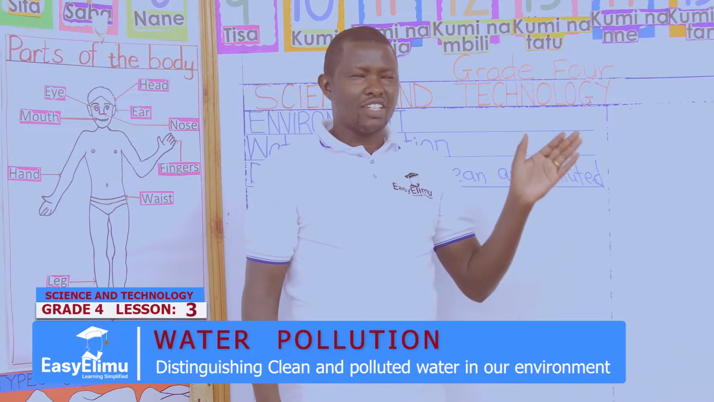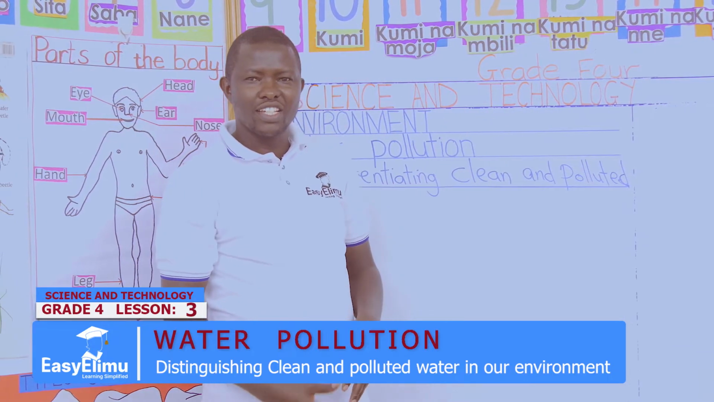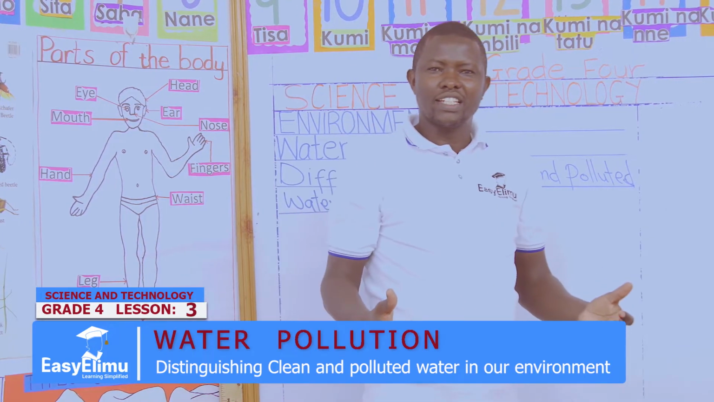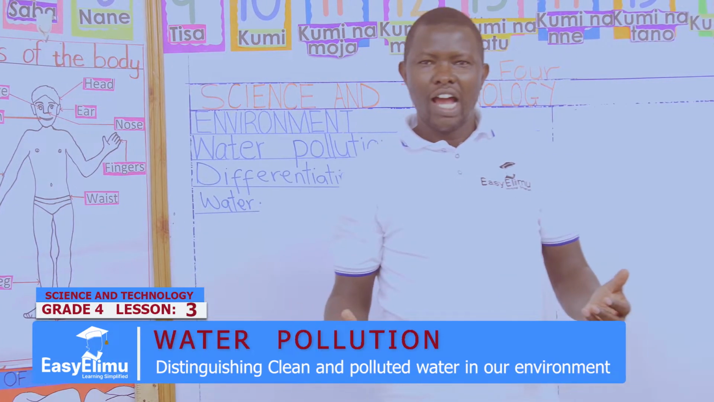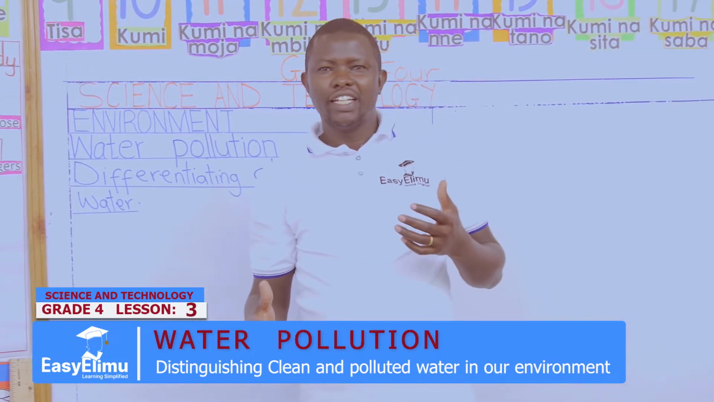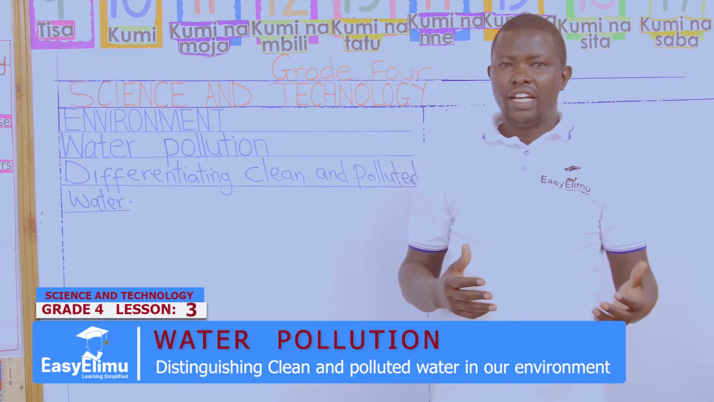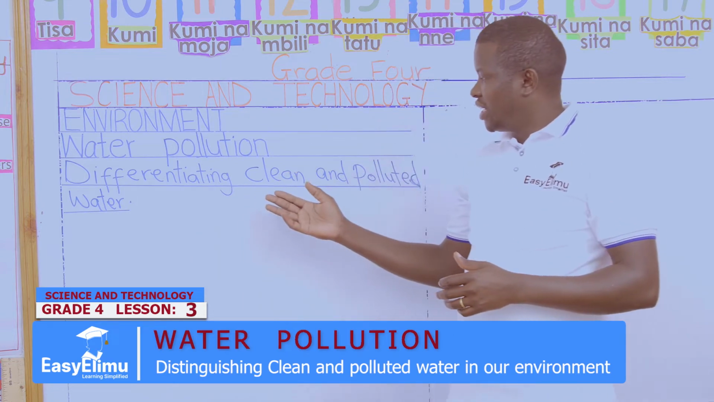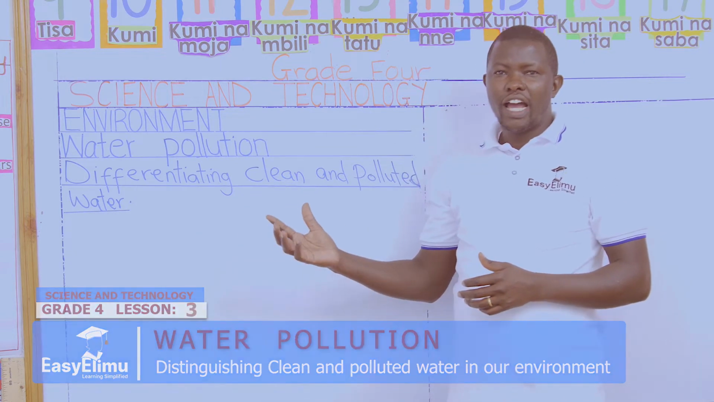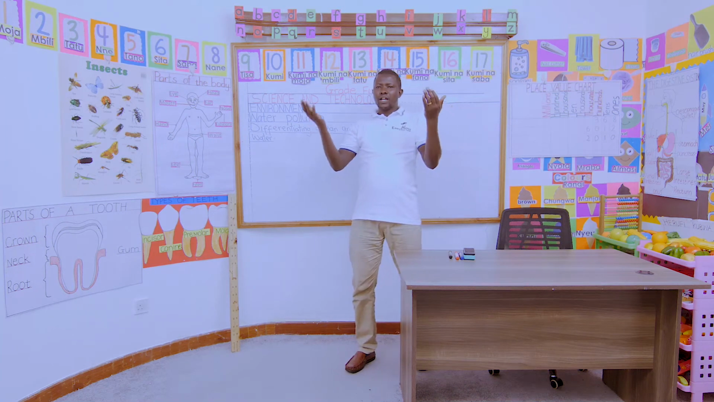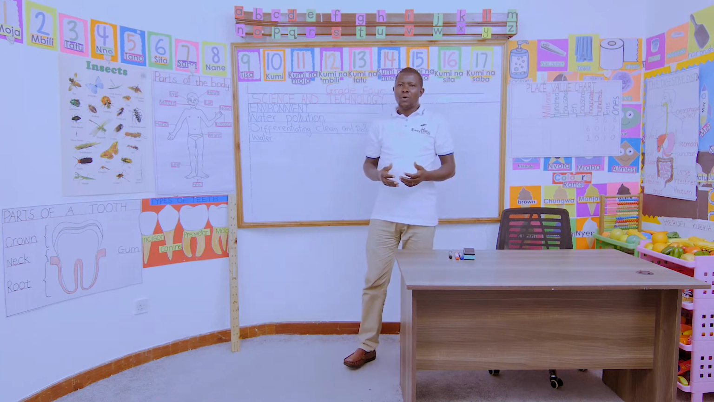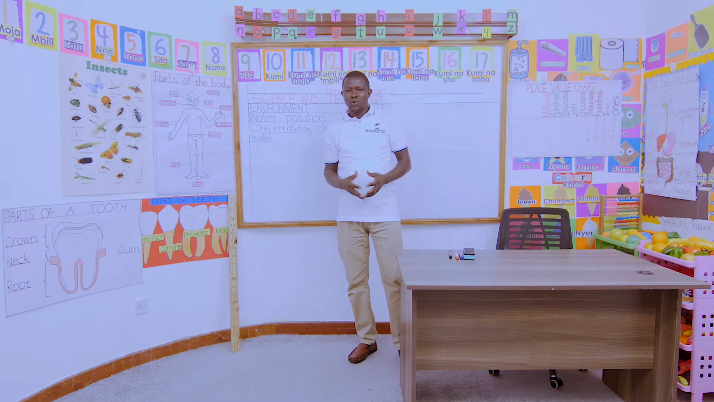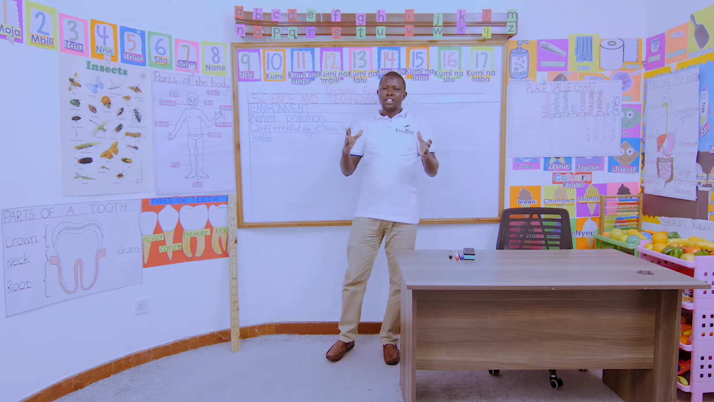In our lesson for today in grade 4 Science and Technology, we will look at water pollution, how to differentiate clean and polluted water. And before we learn more on how to differentiate, I would like us to rewind, or recall, what did we say is water pollutants? What did we say is water pollutants?